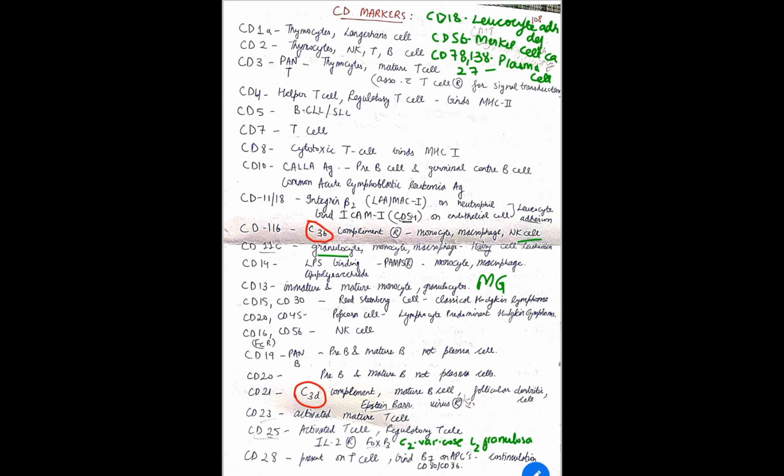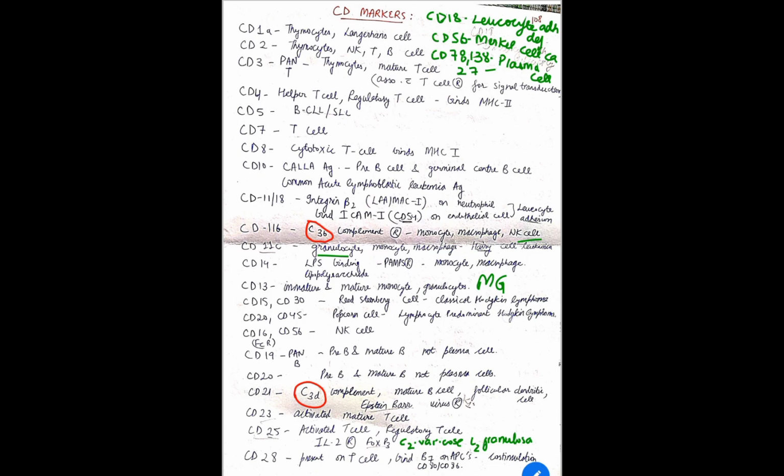CD16, CD56 are NK cells. So what is linked with the NK cell? CD16, CD56. What is linked with the plasma cell? CD38, CD138, CD78. Then CD19, CD20 are pre-B and mature B. CD20 also. CD21 is C3d, roughly double of the CD11c. CD21 is C3d, and CD21 is the receptor for Epstein-Barr virus, mature B cell. Then CD23 and CD25 are linked with the T cells. And then we have the interleukin 2 receptor, that is CD25, and FOXP3. FOXP3 is linked with the IPEX gene, that is also linked with the CD25.